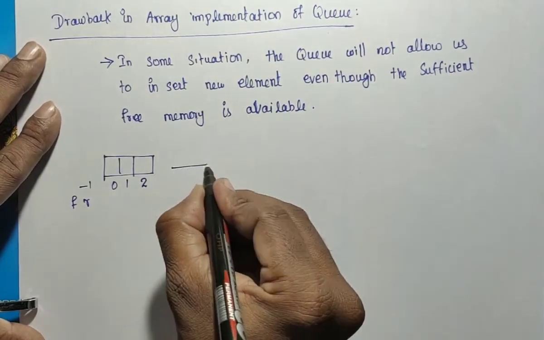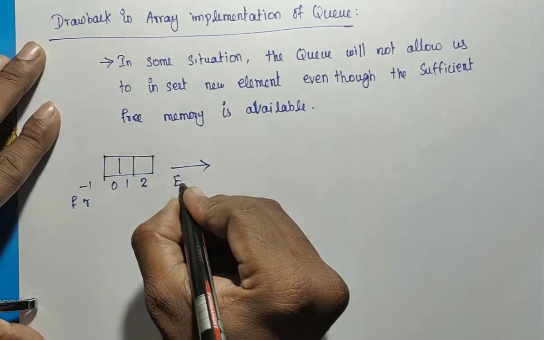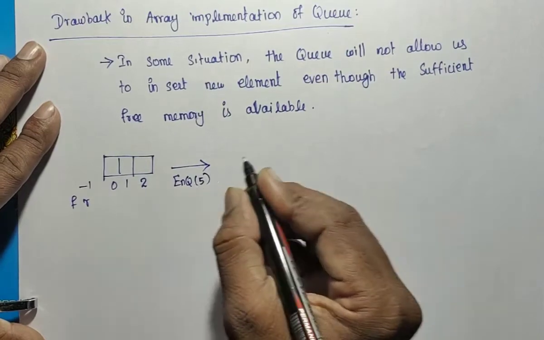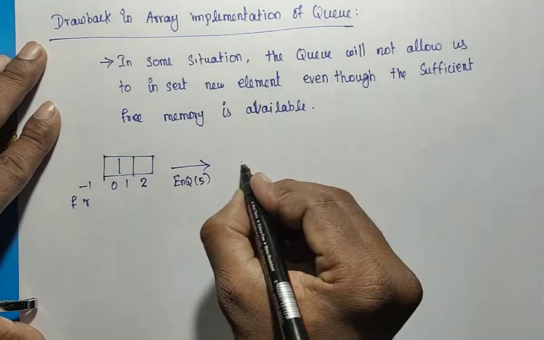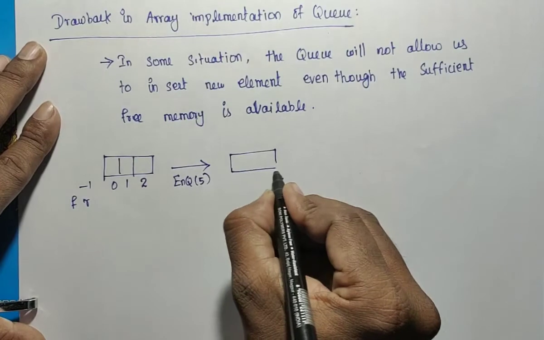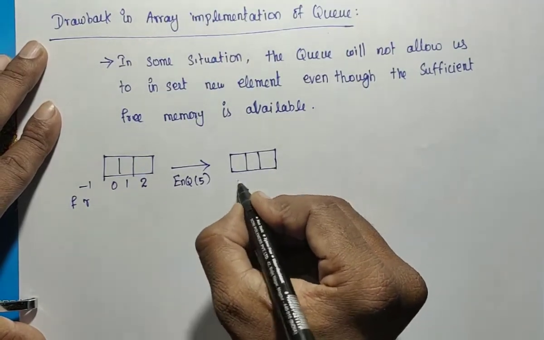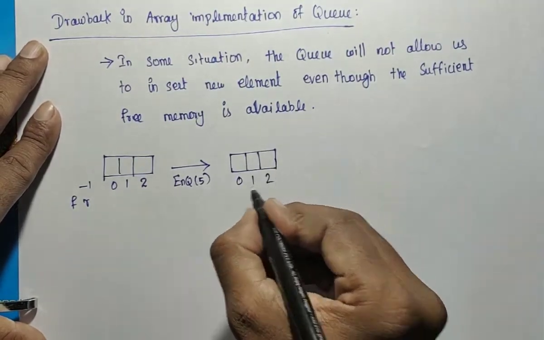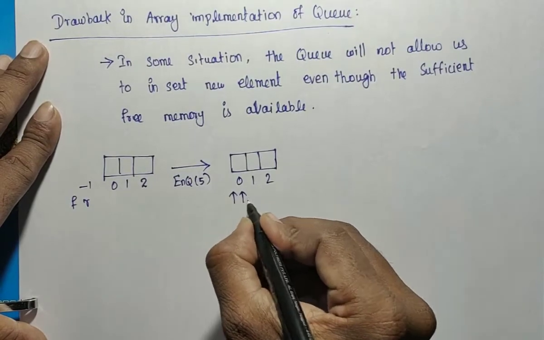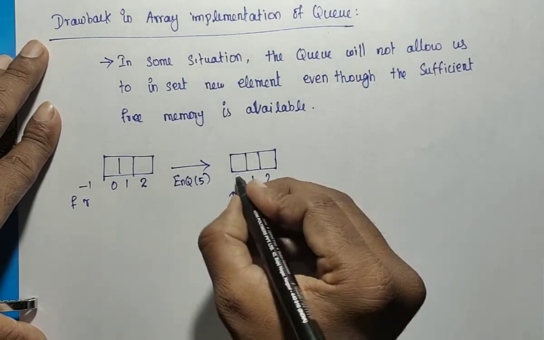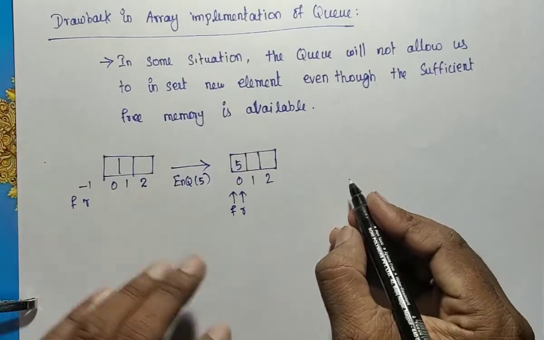When we insert a new element, that is enqueue of 5, rear will be moved to 0 as per our algorithm. Locations 0, 1 and 2, both front and rear are pointing to the 0th location. 5 will be in this location.